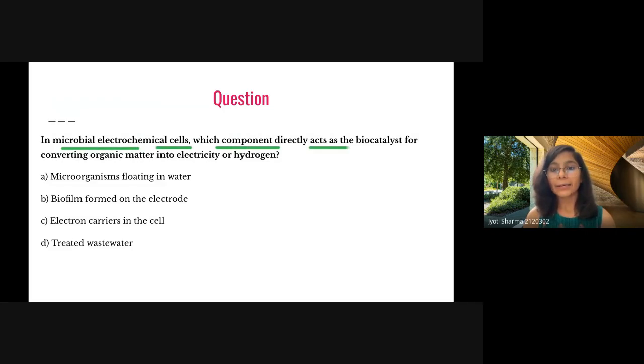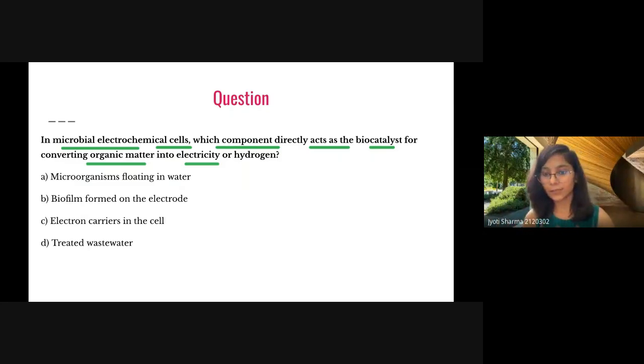Which component directly acts as the biocatalyst for converting organic matter into electricity or hydrogen? We have four options here: microorganisms floating in water, biofilm formed on the electrodes, electron carrier in the cell, and treated wastewater. So what do you think? What is the right answer for this? From that terminology only, you can tell me the answer. If it is a microbial electrochemical cell, I think you can get the answer from that.